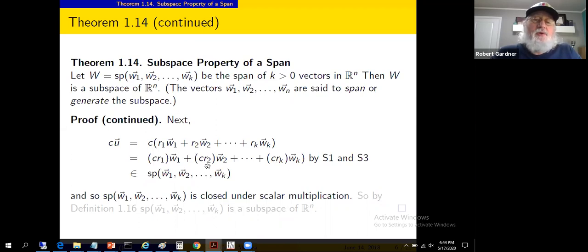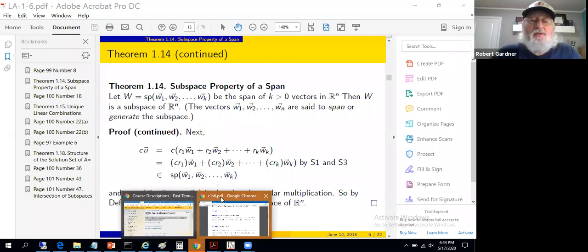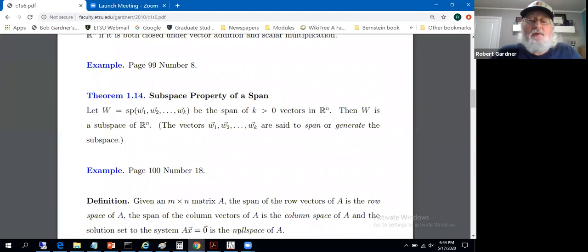Again, we distributed and I grouped together in a single step. That's a vector in the span of W1 through W sub k. This is a linear combination of those vectors. We've got a vector then in the span, arbitrary scalar, arbitrary vector. We've got closure under scalar multiplication. That's the two things you needed. That's the two things you got. So this spanning set, in fact, is a subspace of Rn. So spans of sets of vectors are subspaces of Rn as given.